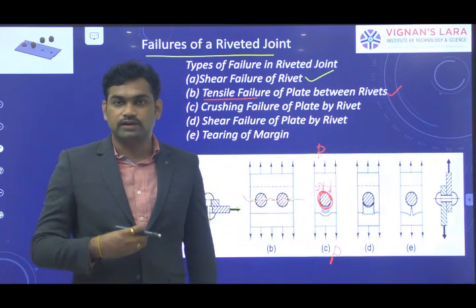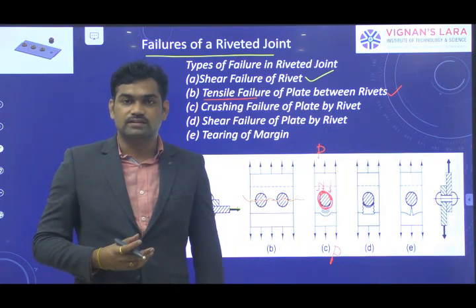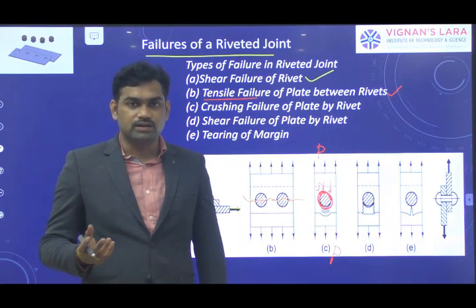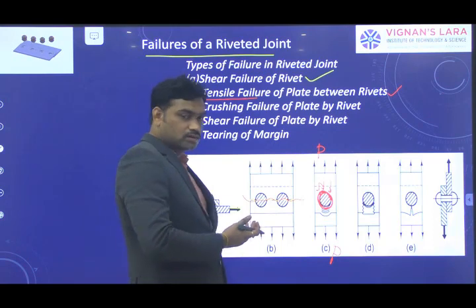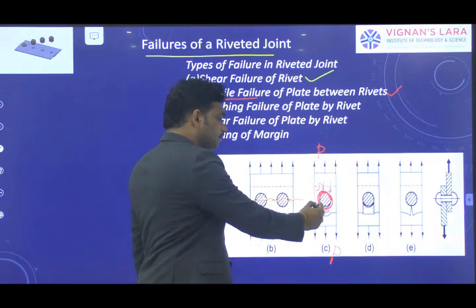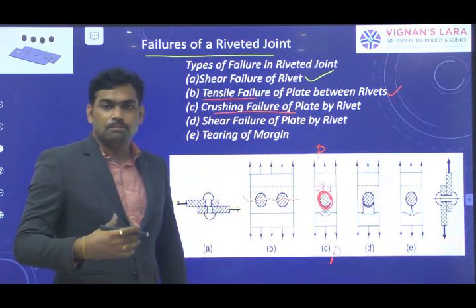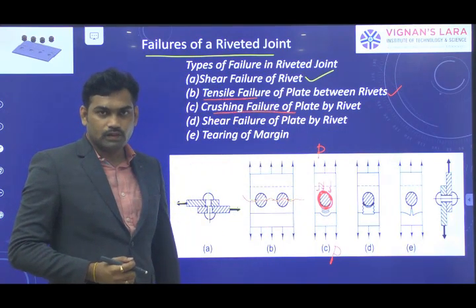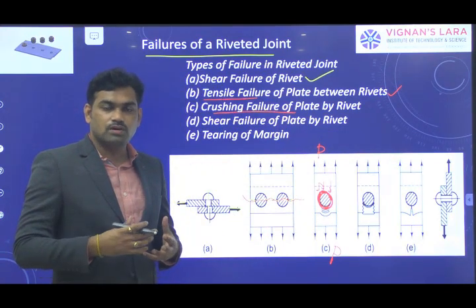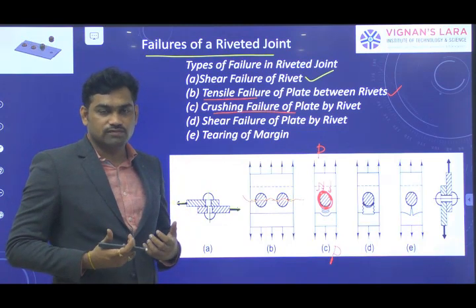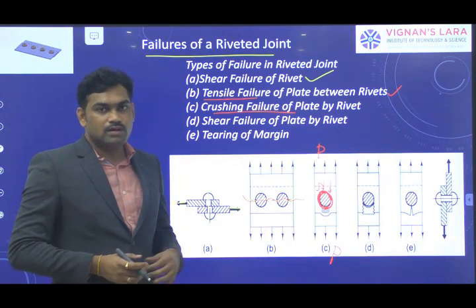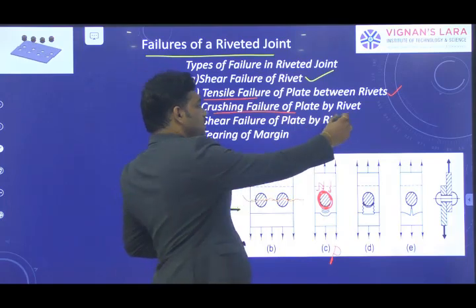So the liquid or fluid inside the cylinder or vessel is going to leak through these holes. A clearance is provided by this expansion, and we call this failure crushing failure of plate by means of rivet. Clear? So the holes tend to expand by means of this crushing force acting on the plate by the rivet. So this is the third type of failure.